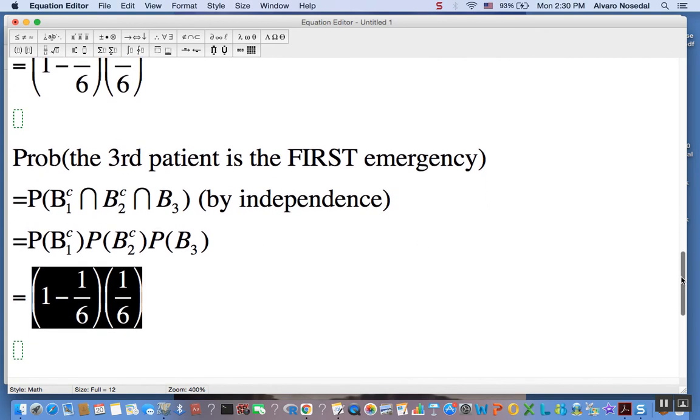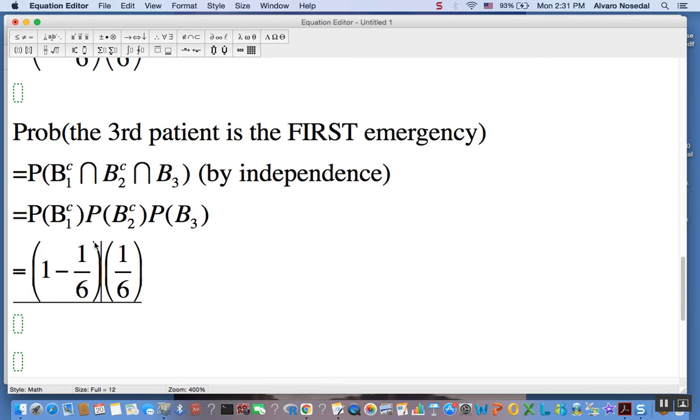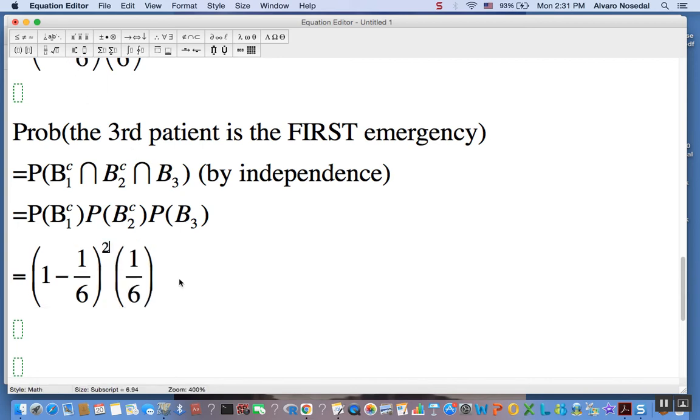Note that now, instead of having 1 minus 1 over 6 just once, we have it twice. We have 1 for this complement times another 1 for this complement. So we have this term, 1 minus 1 over 6 squared, right? Can you see it? And then the probability of B3 being an emergency is just 1 over 6, right?